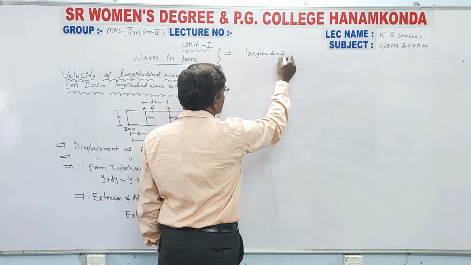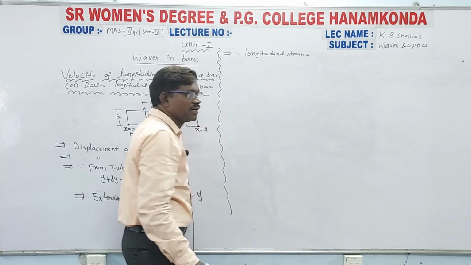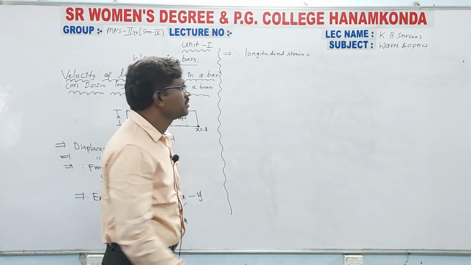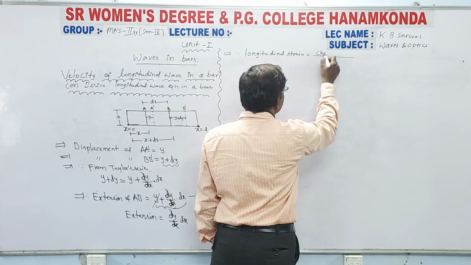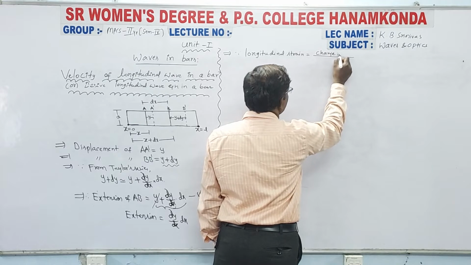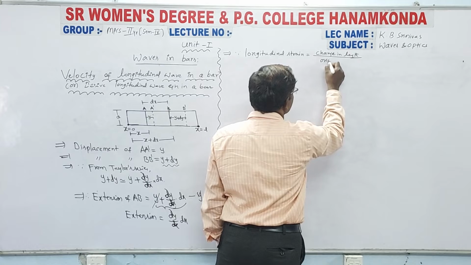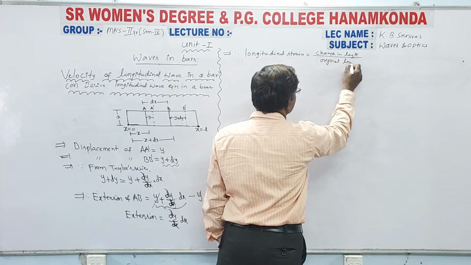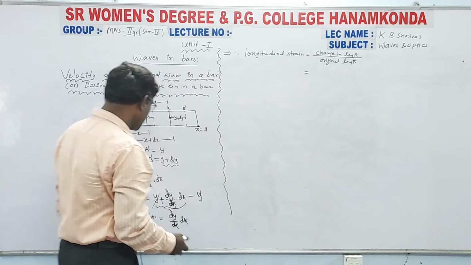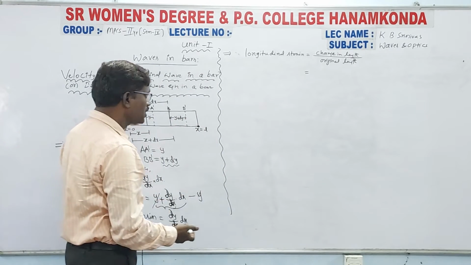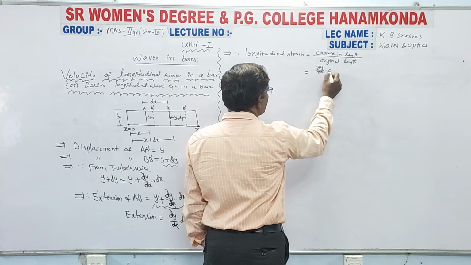Longitudinal strain. What is strain? Change in dimension by original dimension. This is about longitudinal, so change in length by original length. What is change in length? That is the extension in the wire, the extension in the element, that is ∂y/∂x into dx.